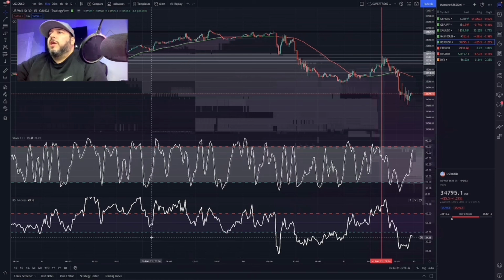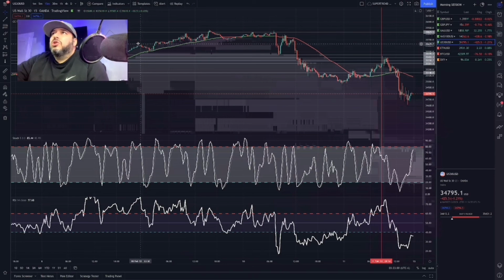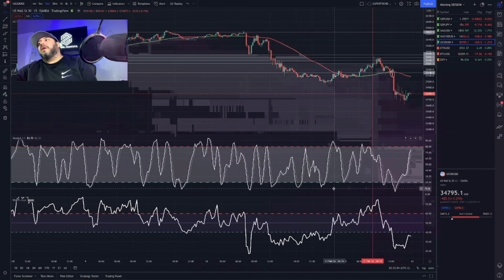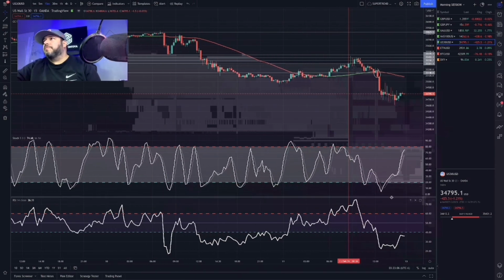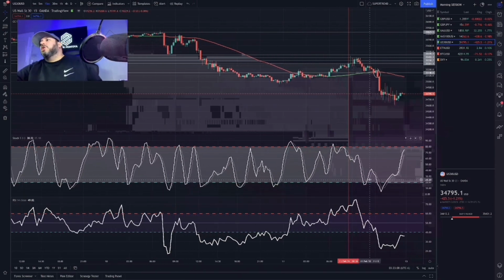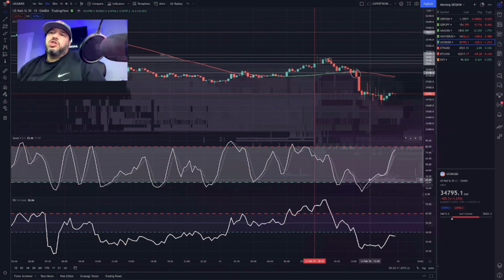And that's usually when you get a divergence. You get a divergence on the RSI, where, like I said, the RSI is showing a different direction than what she's actually doing. So she could be going in a downtrend, and the RSI shows that she's going in an uptrend. That's a divergence. So again, that's what she did this morning. That's what she did this afternoon.